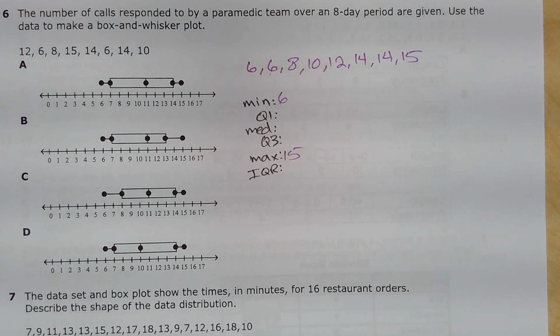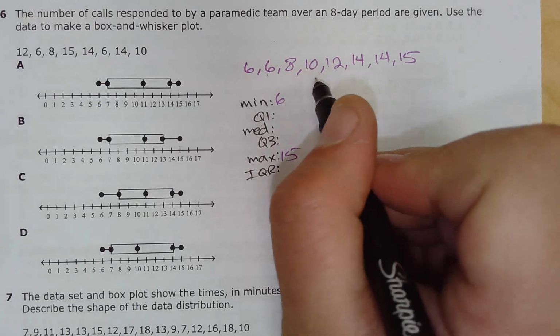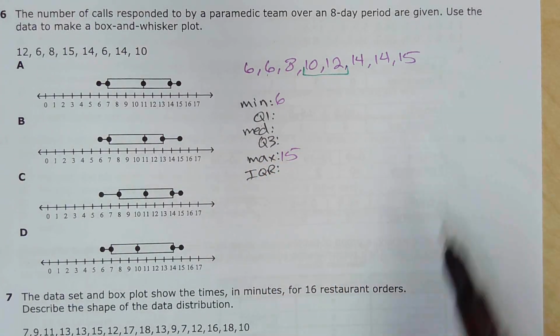So now we have to find our median. Now, how do we find our median? We look for the number that's in the middle. Now, what happens if we have 2 numbers in the middle, like this?